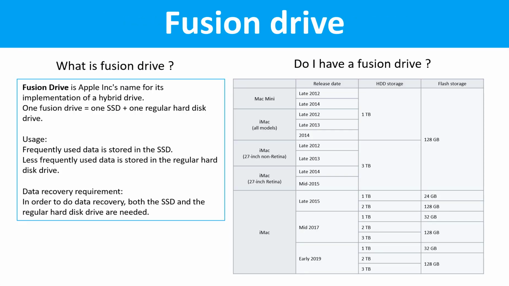Fusion drive. What is a Fusion drive? Fusion drive is Apple Inc.'s name for its implementation of a hybrid drive. One Fusion drive equals one SSD drive plus one regular hard drive. Usage: frequently used data is stored in the SSD drive. Less frequently used data is stored in the regular hard drive. Data recovery requirement: in order to do data recovery, both the SSD drive and the regular hard drive are needed.